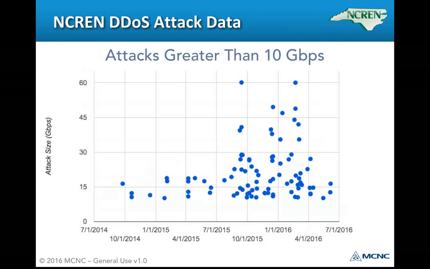This is a plot of attacks that we've seen on the NCRN network that are larger than 10 gigabits per second in size. And so you'll notice going back to 2014, we had a few of those. And then you really got into the August, September timeframe in 2015, and that number of large attacks bigger than 10 gigs really kind of exploded, and now it's kind of dropped off a bit there. But that's very large attacks that we've been seeing. You can see we've seen a couple there that are over or right at 60 gigabits per second in size. So those are very, very large individual DDoS attacks.